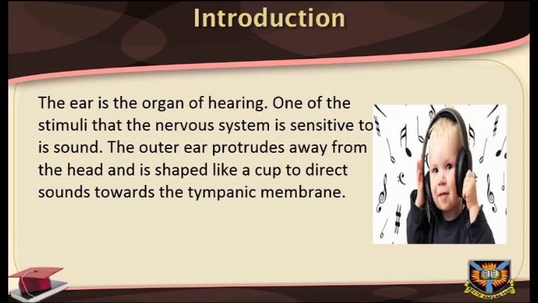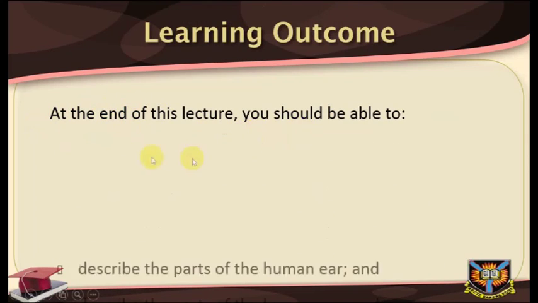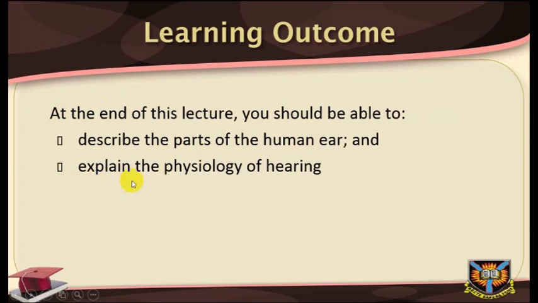This chapter describes the three parts of the human ear: the outer ear, the middle ear, and inner ear. Objectives. At the end of this lecture, you should be able to: 1. Describe the parts of the human ear, and 2. Explain the physiology of hearing. Pretest. 1. Describe the human ear. 2. Mention the functions of specific parts of the human ear.